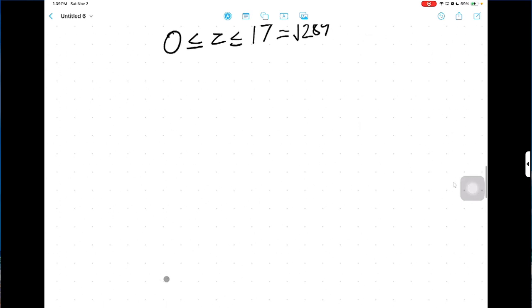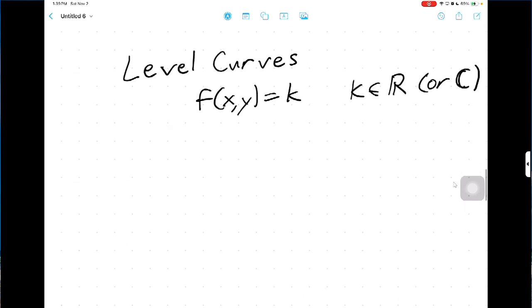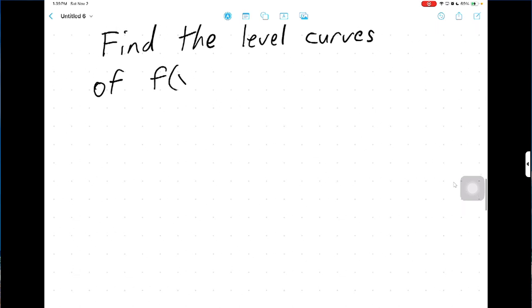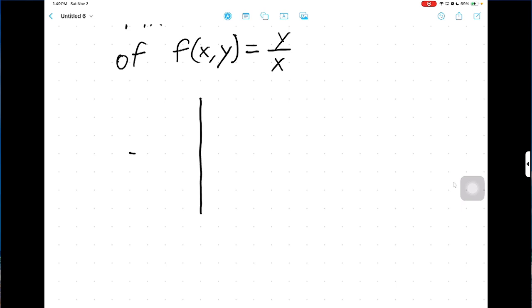All right. Level curves. So level curves are essentially where you're setting f of xy or f of xyz or whatever to a constant. Here we're going to use k as a constant. So in this case, let's say I gave you, find the level curves of f of xy is equal to, let's go with y over x. Just for demonstration purposes. So essentially what we have here, let's just put a graph down.